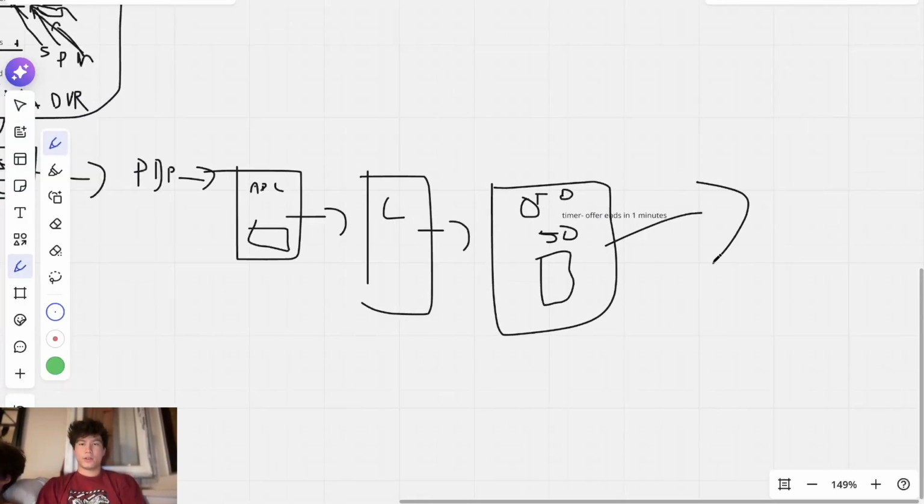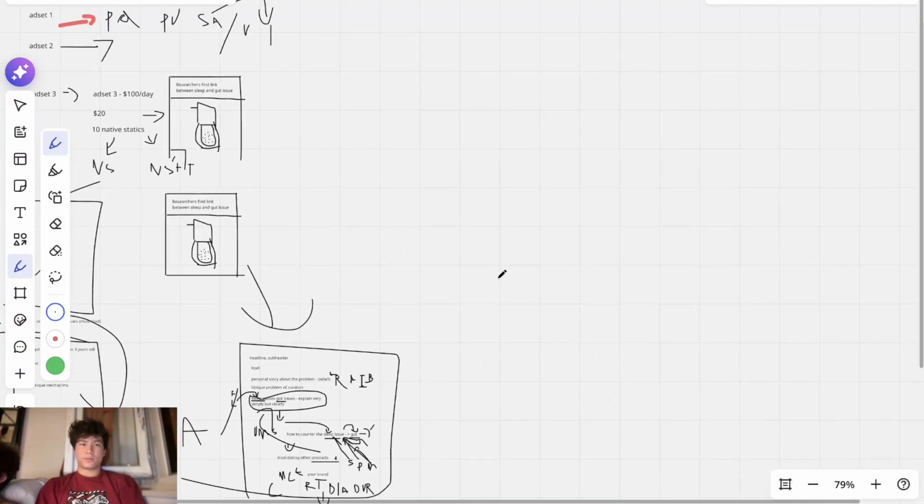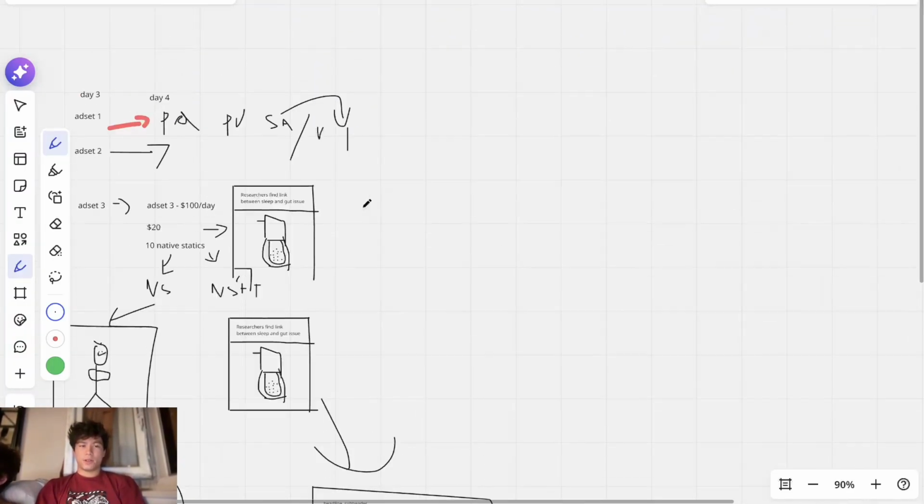You could even go upsell, downsell, but I don't do that yet, but maybe I should. And then from here, they are in the email, and you'll continue to sell to them through the email. So that's pretty much the funnel. And let's go into the media buying section.